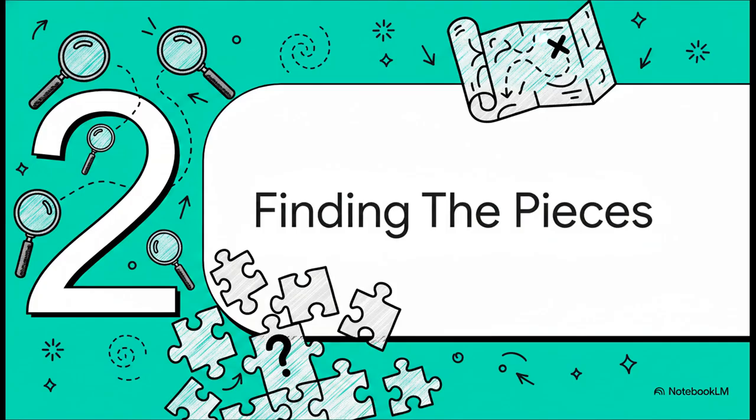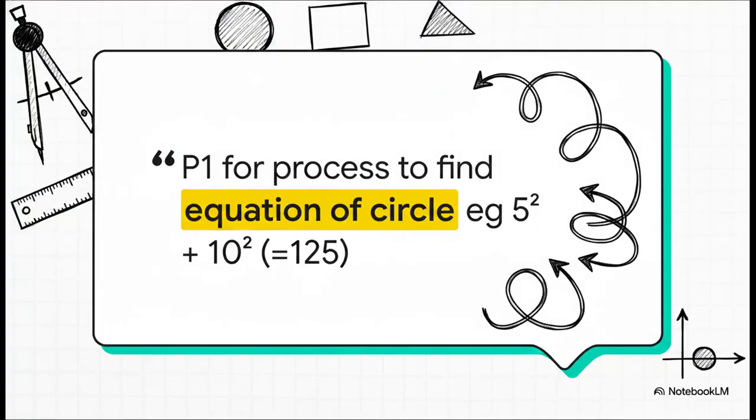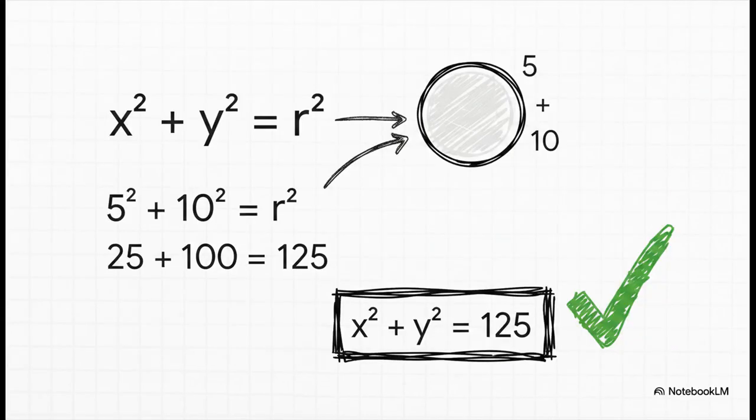Right, we've got all our facts lined up. Now we can start the real work, the hunt for those process marks. Let's use what we know to find the first few pieces of this puzzle. And what does the mark scheme say first? Right here, it's crystal clear. The very first mark, a process mark, is for finding the equation of the circle itself. This is our way in. So how do we get it?